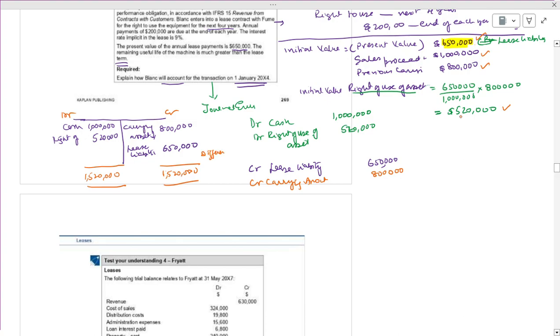The difference is how much? 1450. 1450 minus 1520. Yes. 1450 minus 1520. The difference is how much?